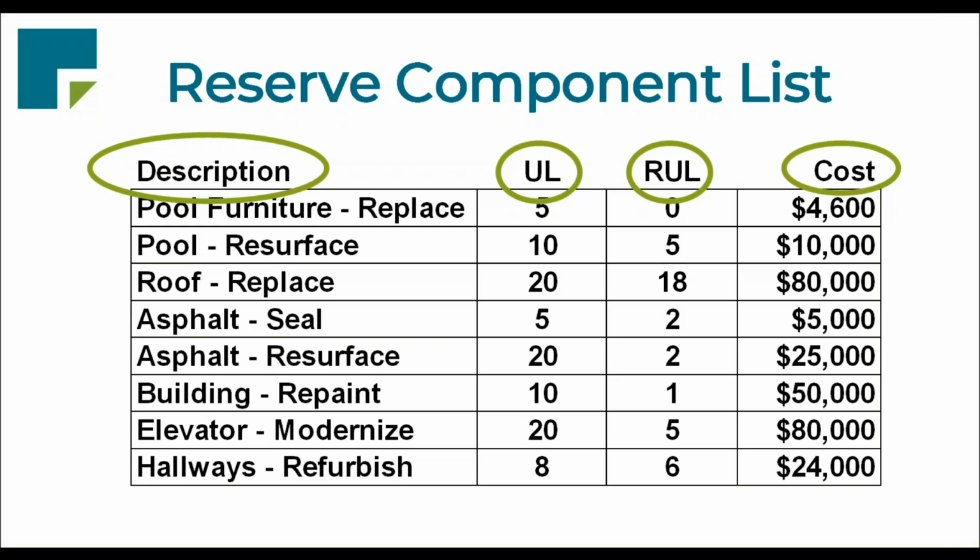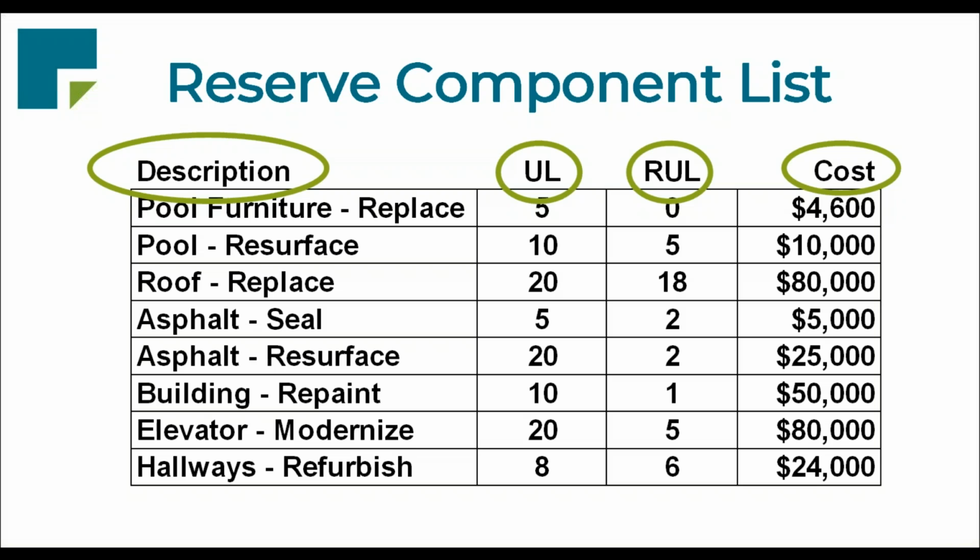So let's take a look at a simplified component list. It's simplified because we have removed the quantity field for space, but you can see a clear description of the projects, like seal and resurface for the 2 asphalt projects, and values for useful life, abbreviated UL, remaining useful life, abbreviated RUL, and the project's current replacement costs. Per National Reserve Study Standards, a remaining useful life of 0 indicates a project needing to be done in the initial year of the reserve study. All of the projects listed here are very reasonable and predictable.